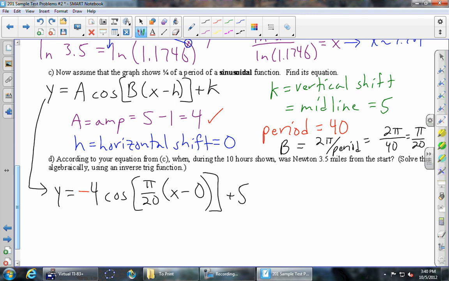So here's our equation. We don't need to write that minus 0, so we'll just clean it up. Negative 4 cosine of pi over 20x plus 5.